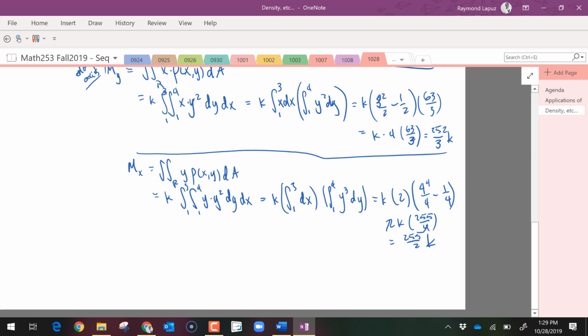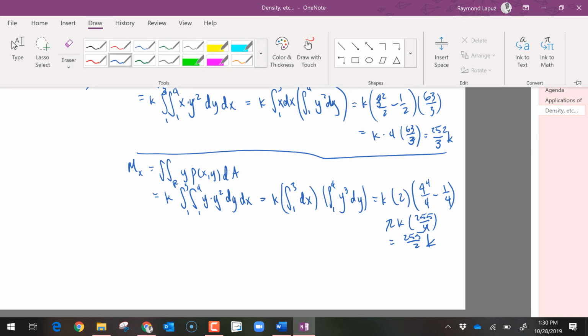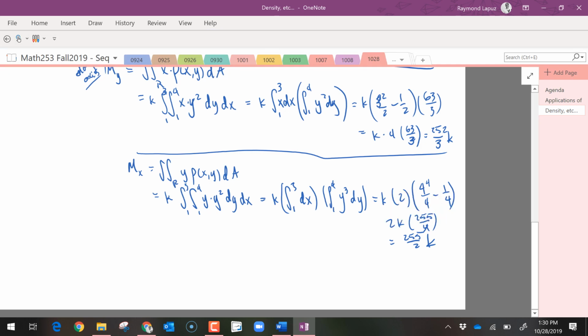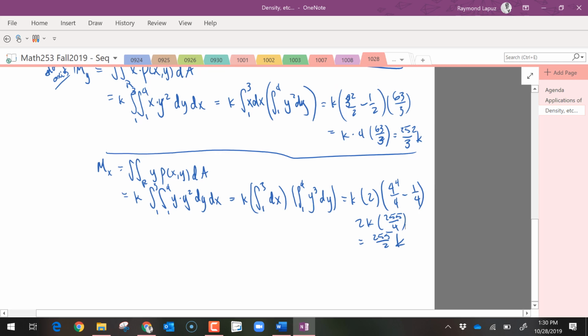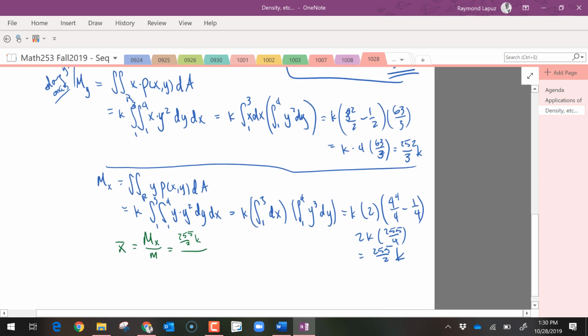Okay. All right. So that's not the center of mass yet. The center of mass has to be divided. So let's work this out. Let's divide out. It was a 2 that got canceled. All right, so x bar, this in a different color. MX divided by M, little m. So MX was 255 over 2k. Little m was 126 over 3. What's this equal to? The k's will cancel. I think that's all it's going to cancel.